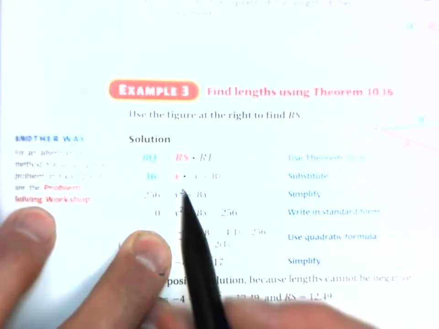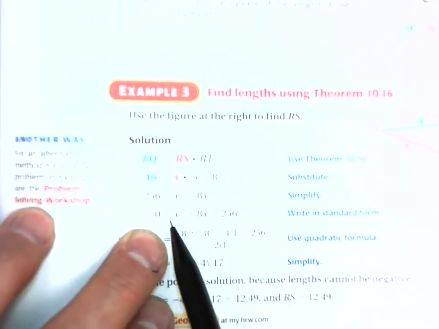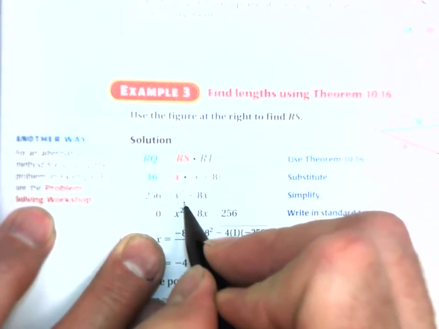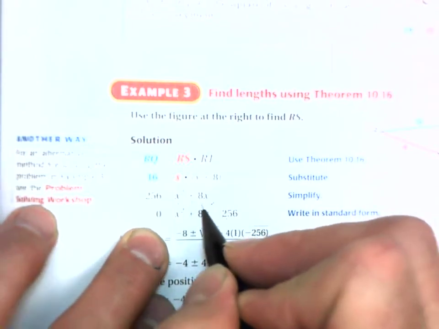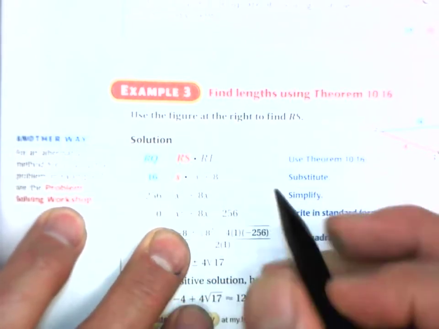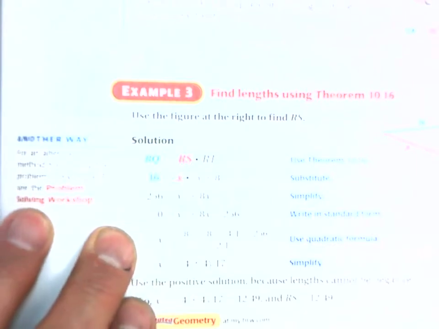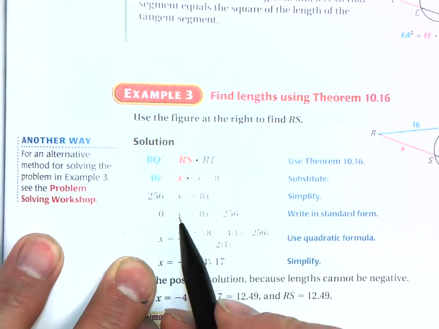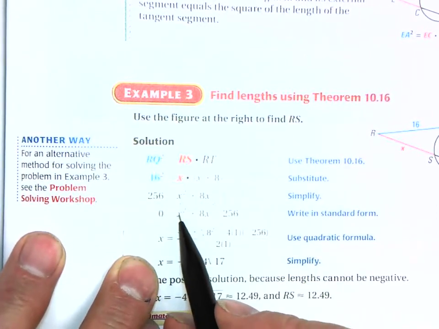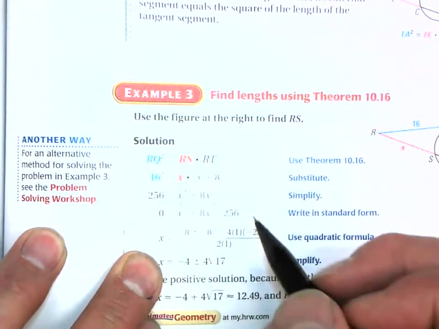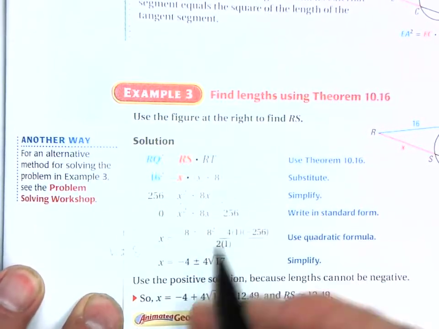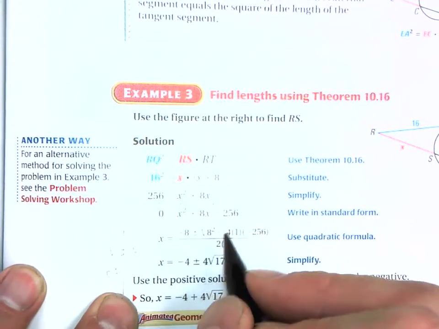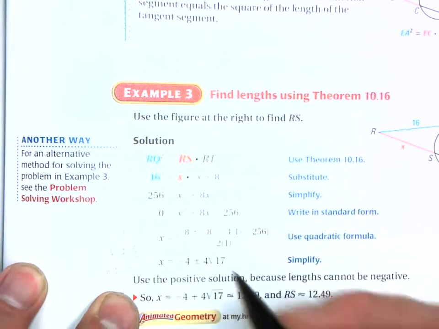And so here they have it in standard form. In fact, it's very helpful after you put it into standard form to write the standard form above that: ax squared plus bx plus c equals 0. And so your a, in this particular case, is going to be 1. The invisible coefficient in front of the x squared term is 1. Your b is going to be 8, the coefficient in front of the x term. And then your c, your constant, is going to be negative 256.